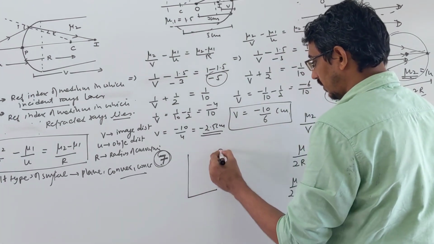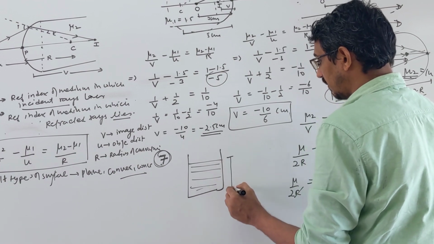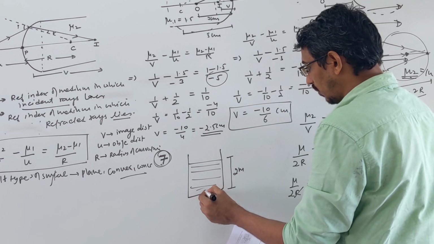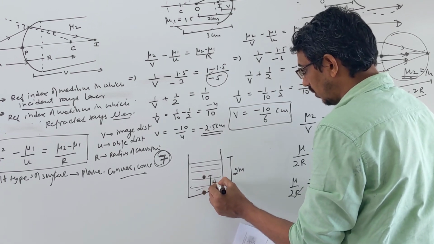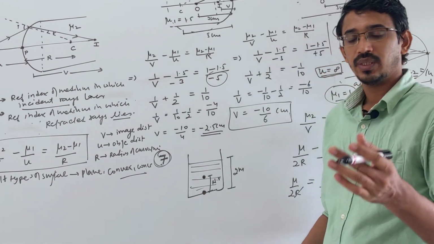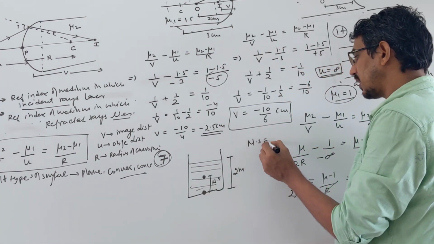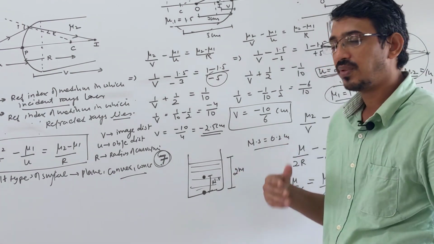You have some pot, and liquid is filled here. The real depth is given to you. What is the real depth of the liquid? 2 meter. Some object is placed here and appears raised up here, which means the normal shift is given to you. It is raised by 0.2 meter, so the normal shift is 0.2 meter. They are asking for the refractive index, given the real depth.